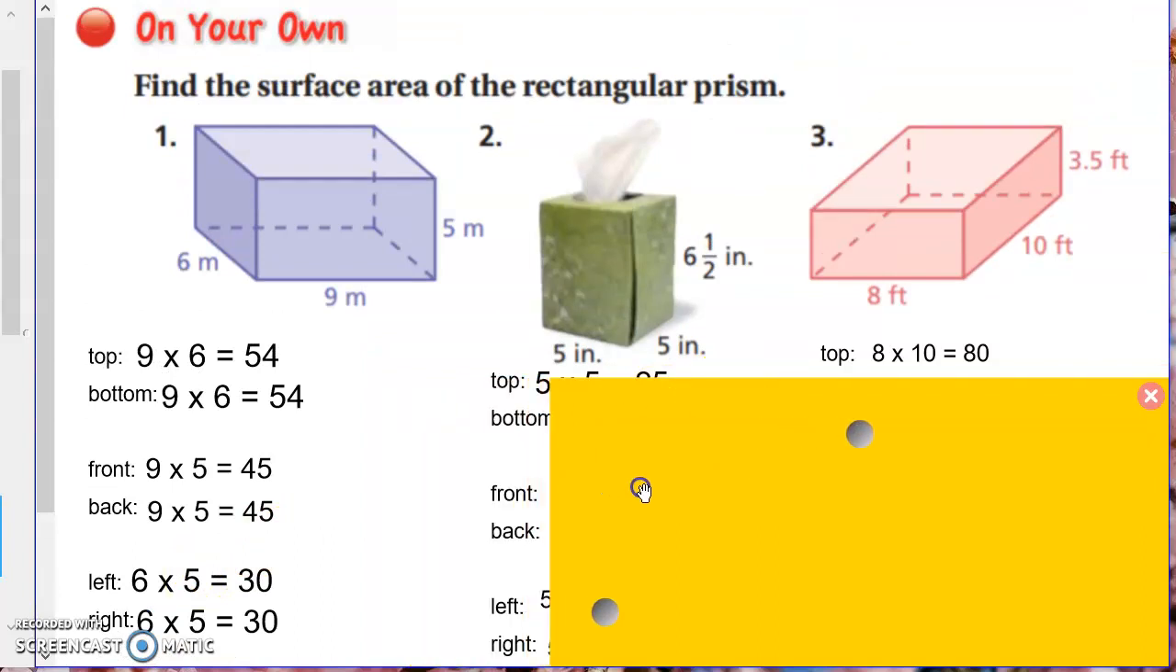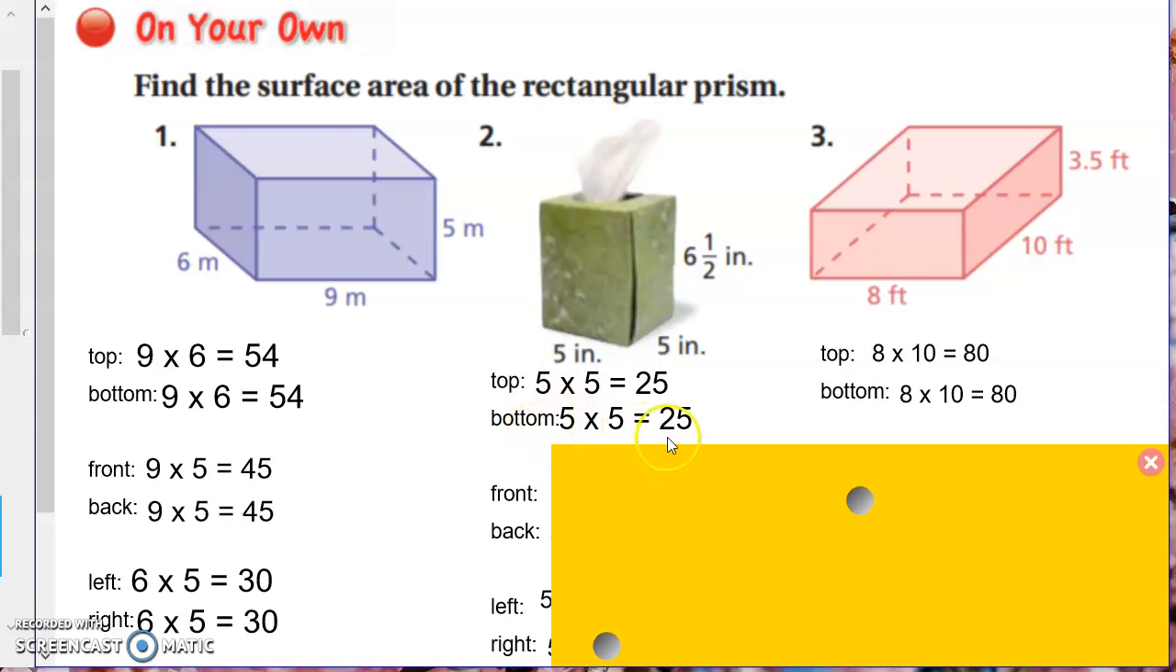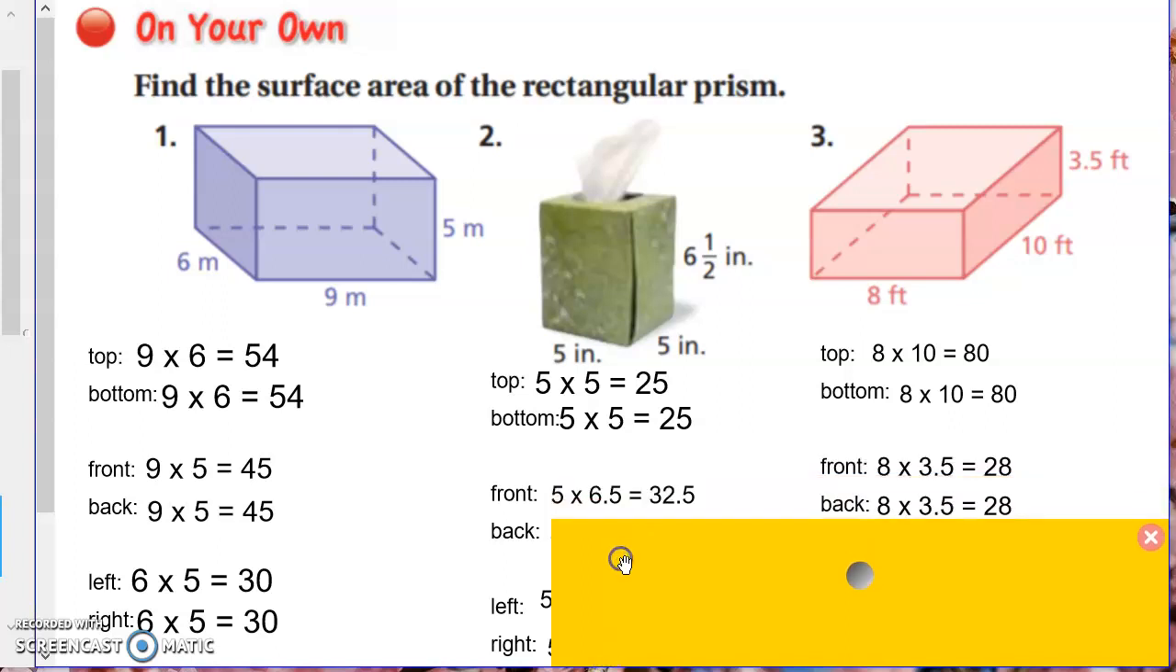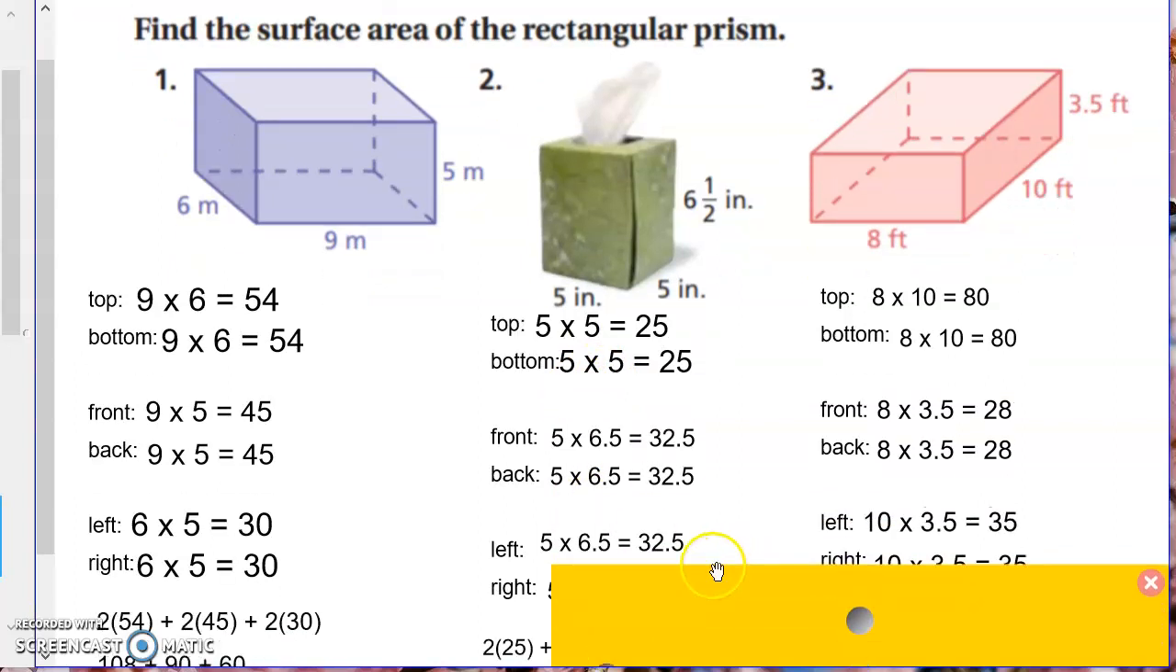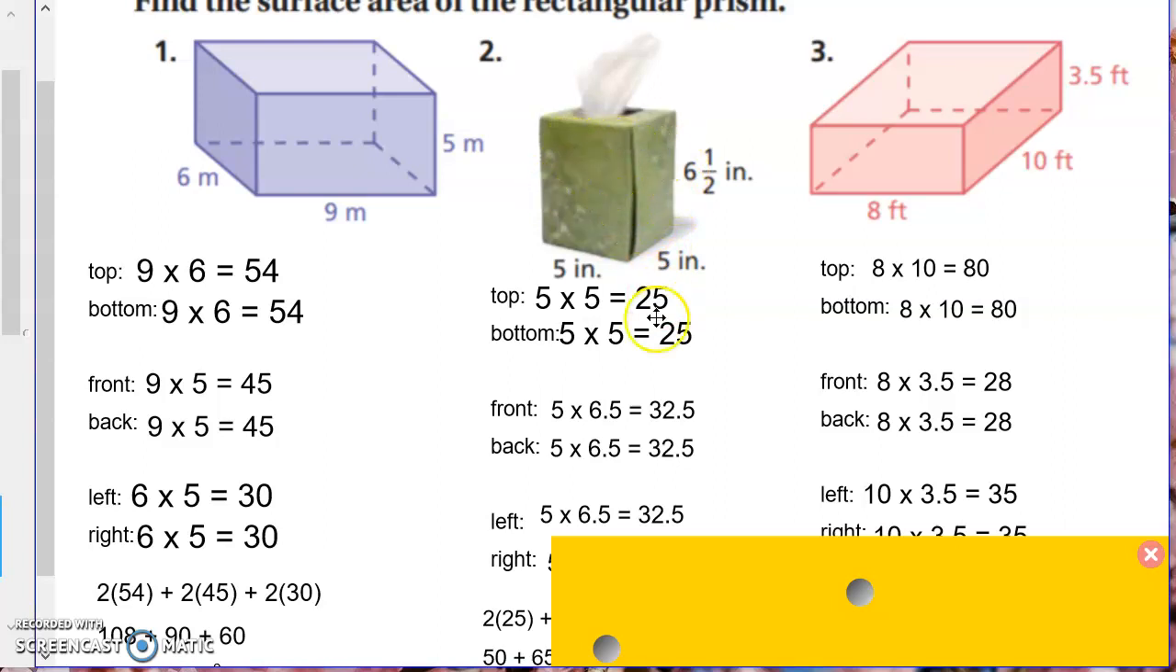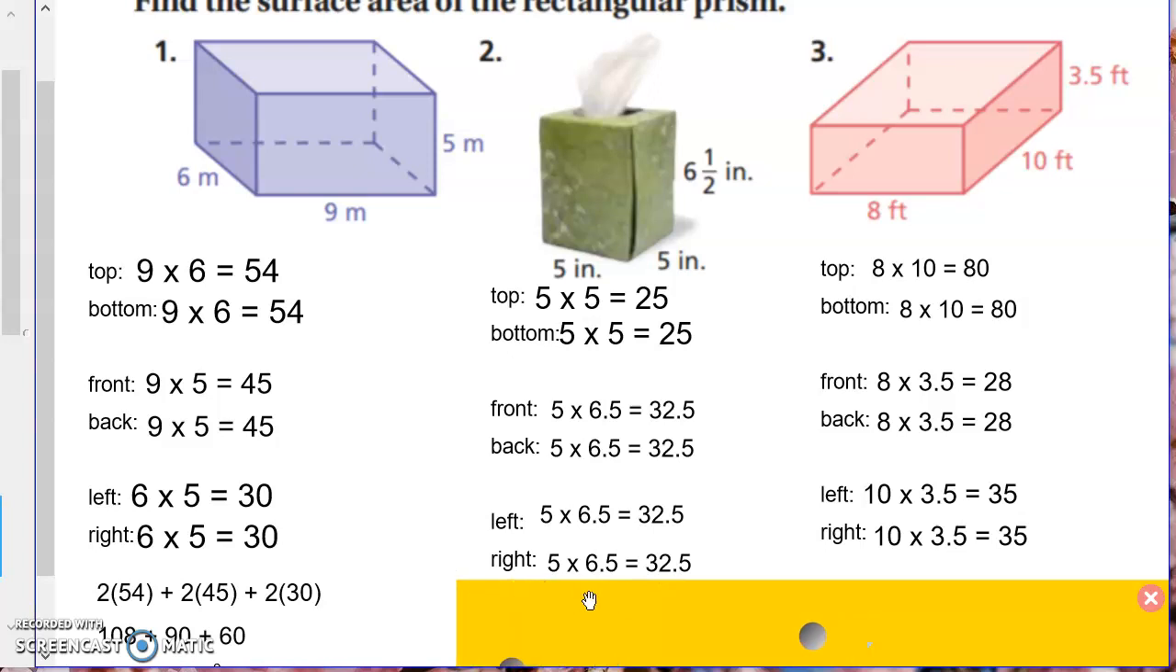All right, next one. Again, I have my little guide here: top, bottom, front, back, left, right. The top and the bottom would be 5 times 5, which of course is 25, and the bottom would be the same. The front here would be 5 times 6.5, and that is 32.5. And of course, the front and the back would have the exact same measurements. Now the left and the right would also be 5 times 6.5 because of the shape of this rectangular prism. So the left and right also has an area of 32.5.